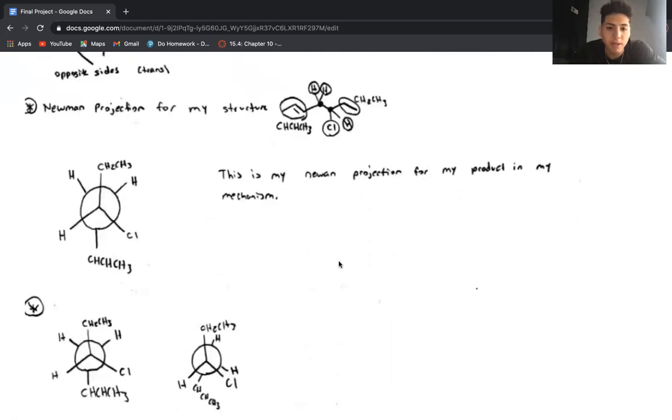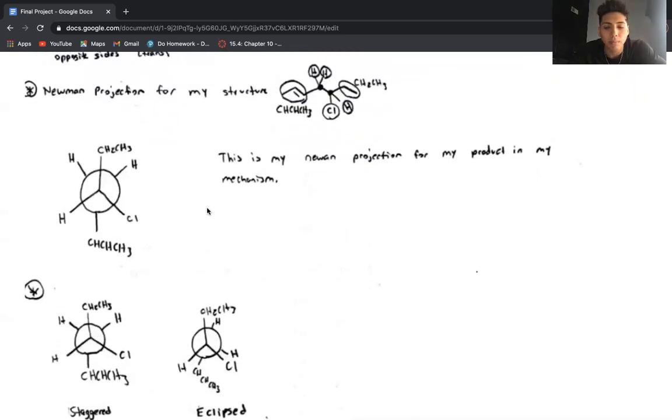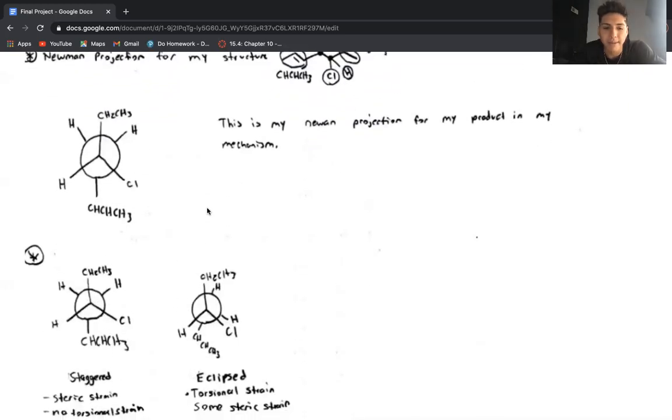For a Newman projection of my structure, you have to circle the carbons nearest the middle. The left side of my structure has two H's and a CH3. The right side of my structure has a chlorine, a hydrogen, and a CH2CH3. So we transform that into a Newman projection, showing two hydrogens and a CH3 on my left side and my right side connected to this part right here in the middle. And this is my Newman projection for my product and my mechanism.